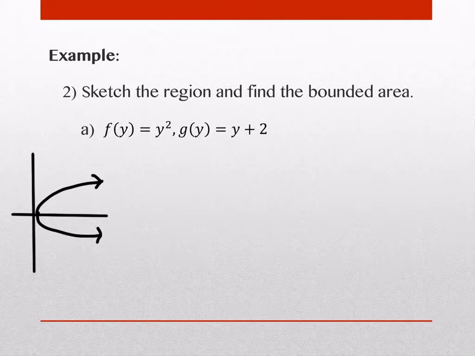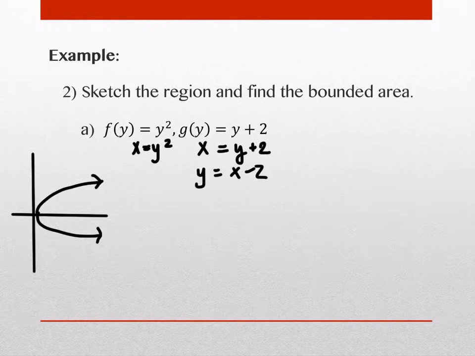And I've got the graph of x equal y plus 2. So this was x equal y squared. This is x equal y plus 2. So if I solve this for y, this is y equals x minus 2, right? So I could sometimes change these to get my graph to be able to think about it from a function perspective with respect to x.